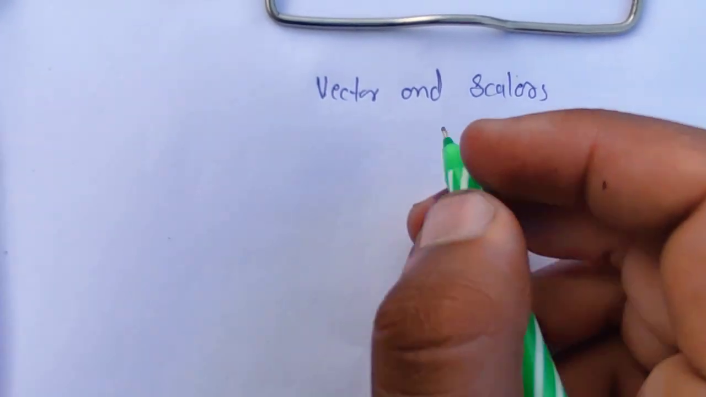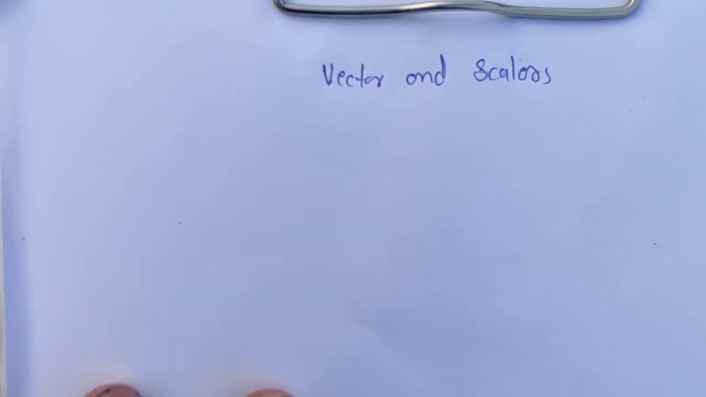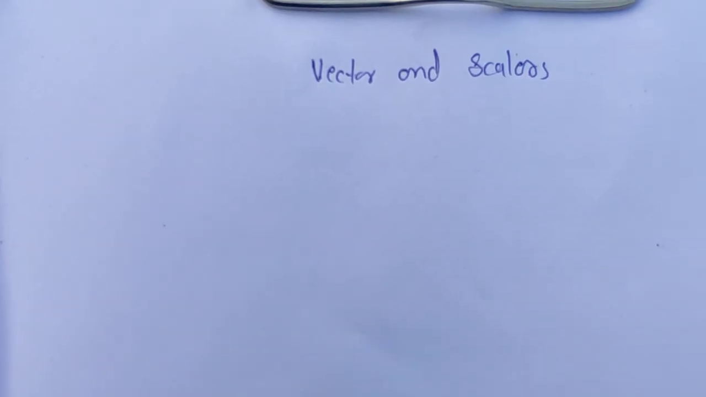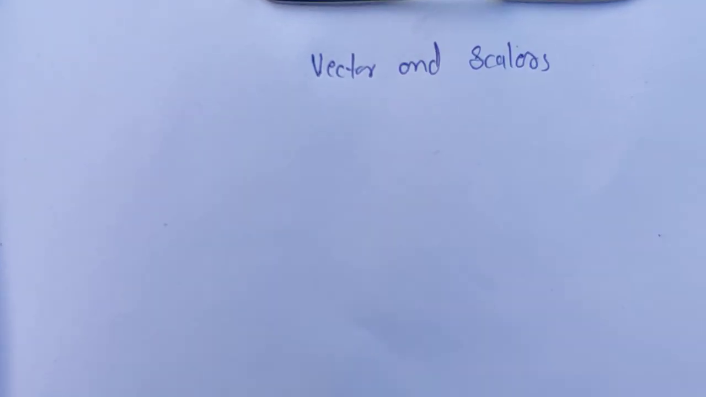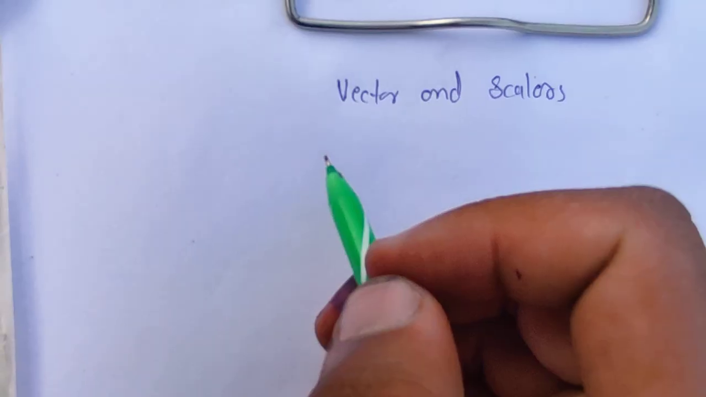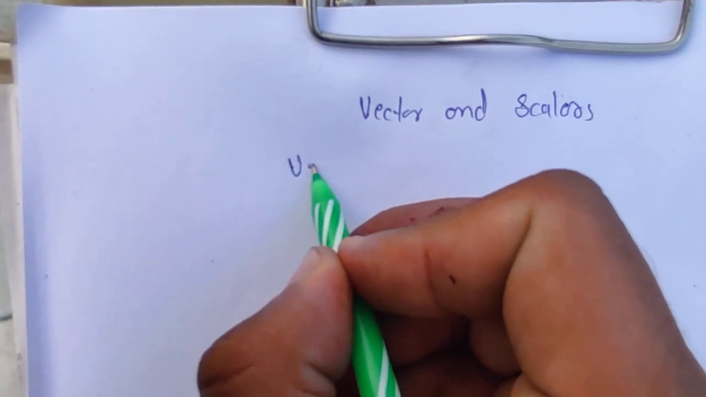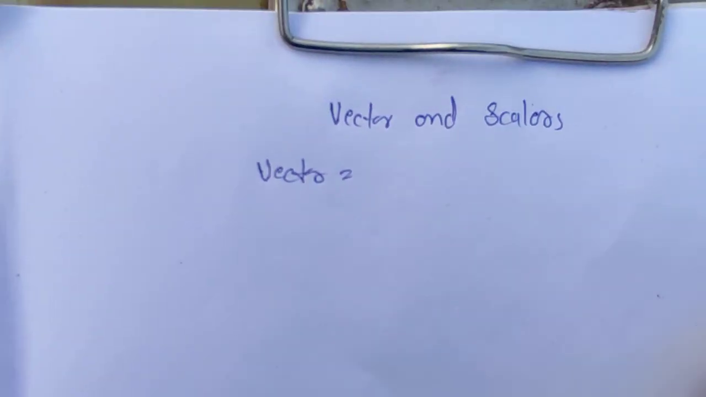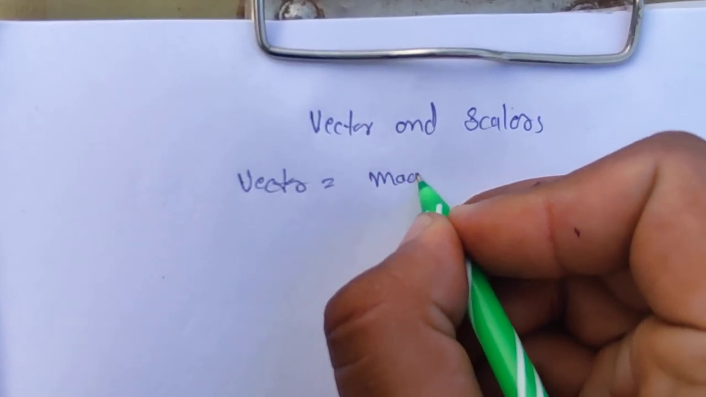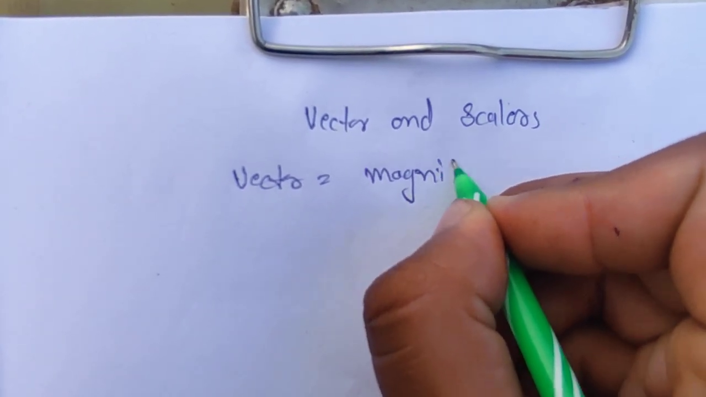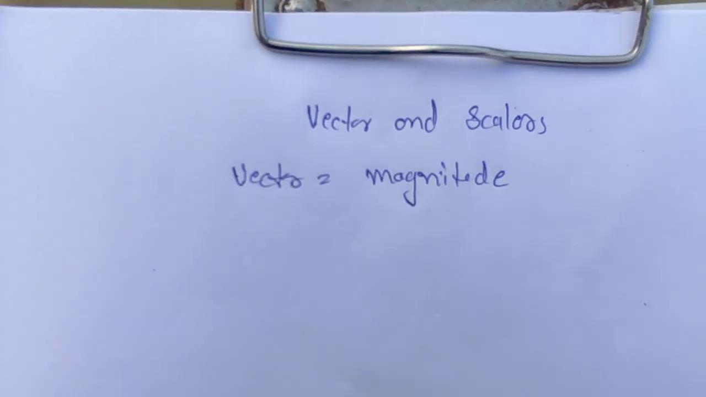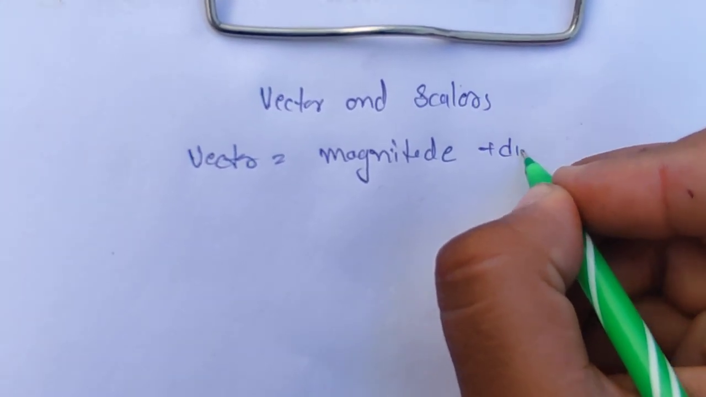Let's understand vectors and scalars. Next topic. Before going to the next topic, a brief introduction to what we studied in the previous class. Basically, vectors have magnitude, the actual amount, plus direction.